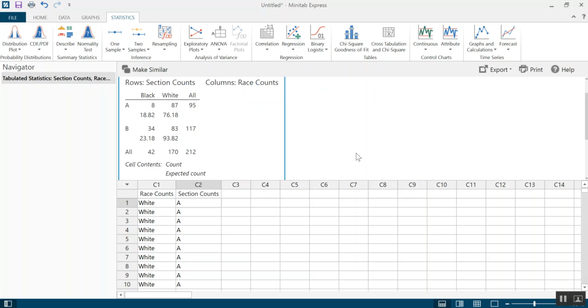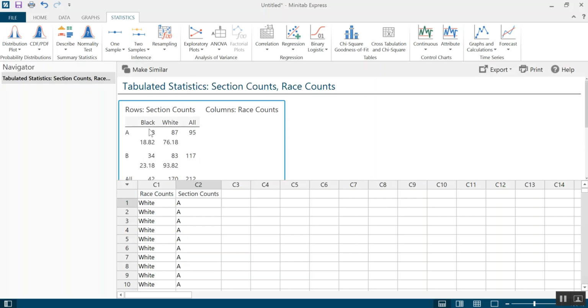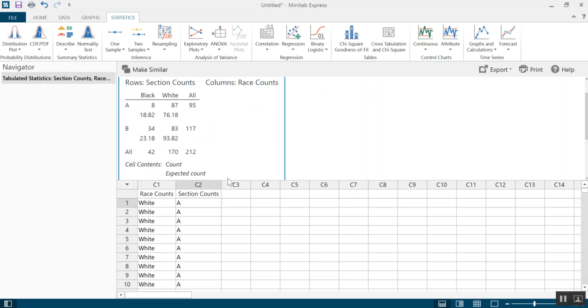I'm going to scroll this down. Okay, so cell contents. This is where this gets a little hard to read. As you look at this, one cell would be right here. That's black and A. And then the content of one cell is count and expected count.